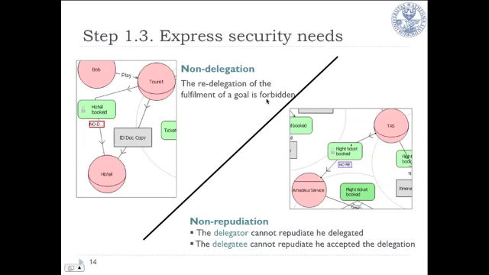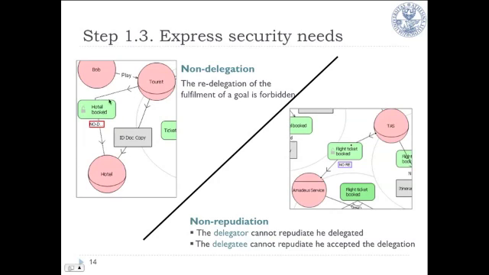One of them is non-delegation, which specifies that when an actor delegates a given goal to another actor, it might want this actor not to further delegate this goal to any other actors, but to achieve this goal on its own. So redelegation of this goal is forbidden.